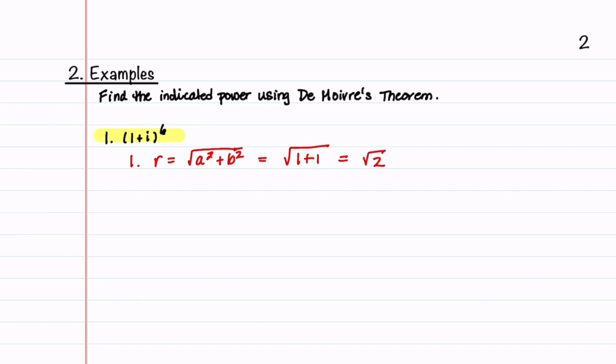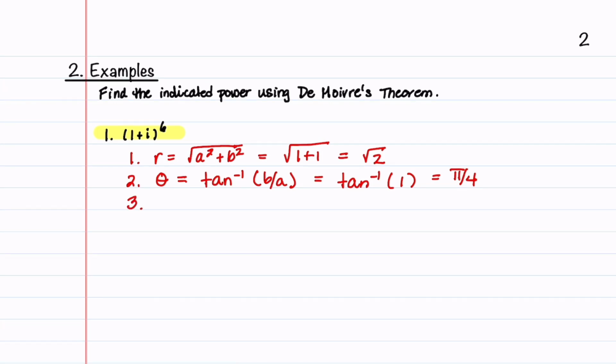Our second step is to find theta. We notice that 1 plus i is in quadrant 1, so theta is equal to the inverse tan of b divided by a. This is equal to the inverse tan of 1, and we know that the tangent of pi over 4 is 1, so our angle theta is equal to pi over 4.